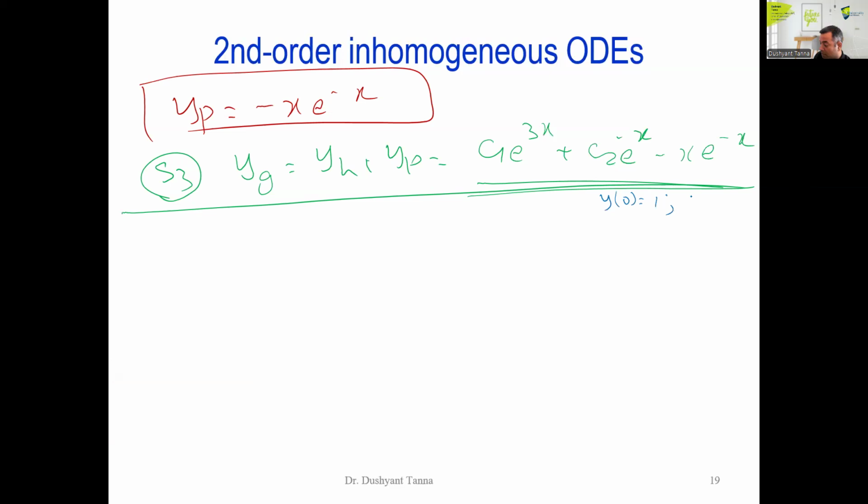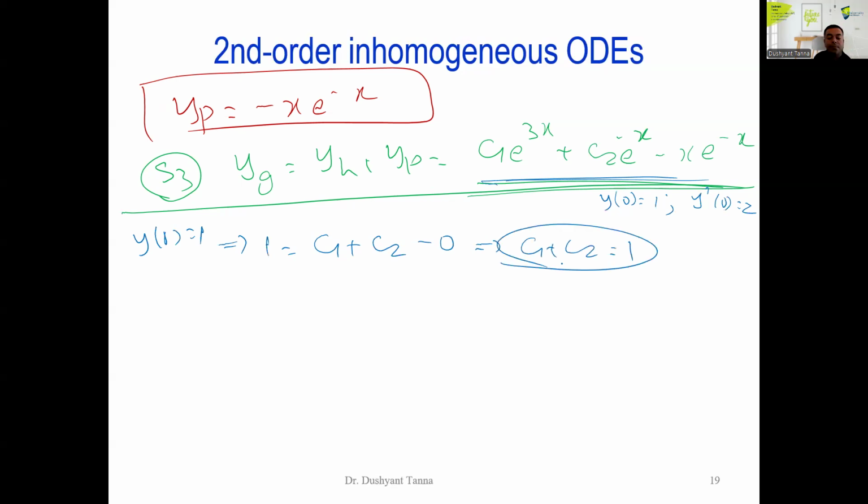Y of 0 is 1 and y dash 0 is 2, right? Okay, so we'll have to differentiate from here. Let's get some equations from here. So y of 0 is 1. Therefore, 1 is equal to c1 plus c2 minus 0. So we got our first equation, c1 plus c2 is 1.